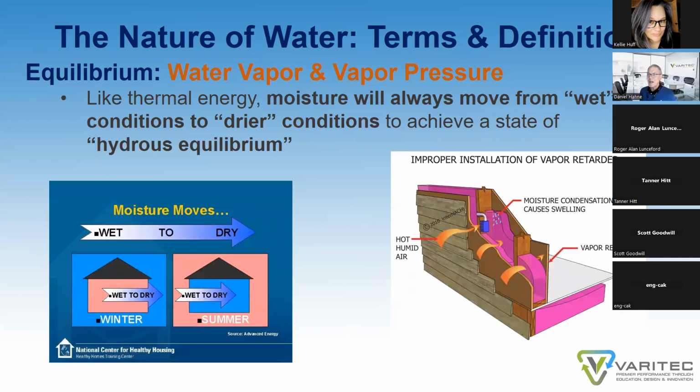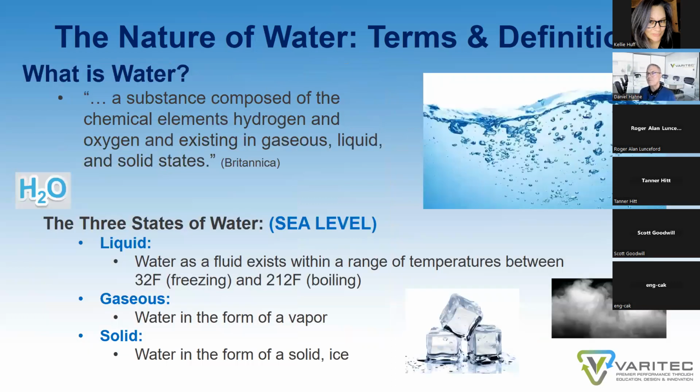So, what does that have to do with water vapor? Well, like thermal energy, moisture will always move from wet conditions to drier conditions to achieve a state of hydrous equilibrium, a complete balance of distribution of moisture content in a vapor state. That movement occurs by a principle called vapor pressure.